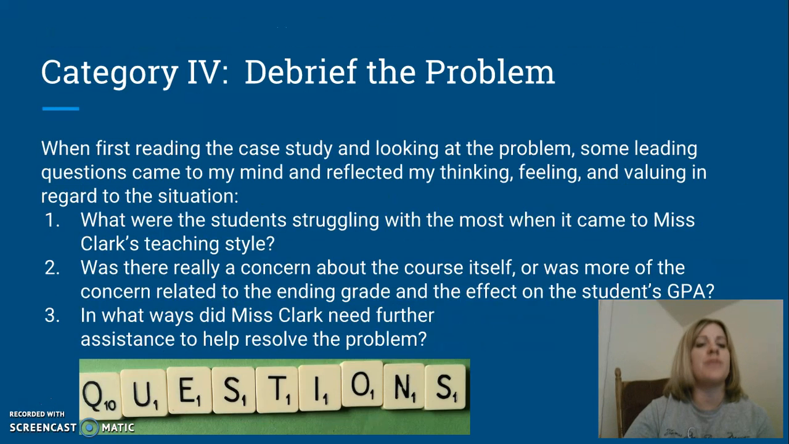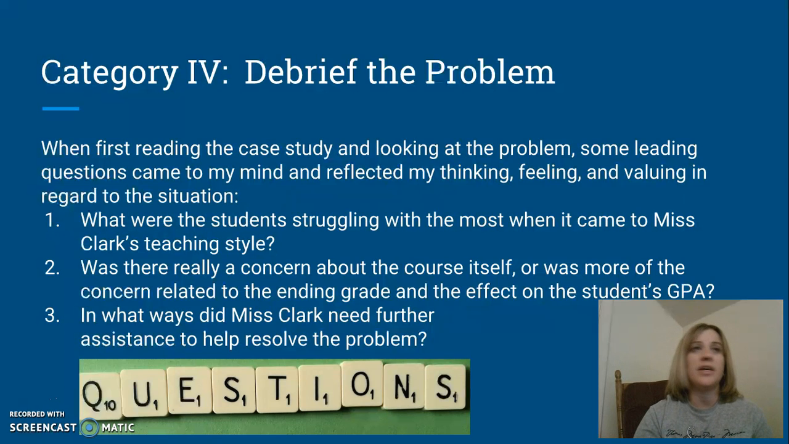Category 4, debriefing the problem. When I first read the case study and looked at the problem, there were some questions that came to mind that helped me reflect on what I was thinking, feeling, and valuing regarding the overall situation. First, what were the students struggling with the most when it came to Ms. Clark's teaching style? What specifically was causing them to struggle, and what needed to be changed?